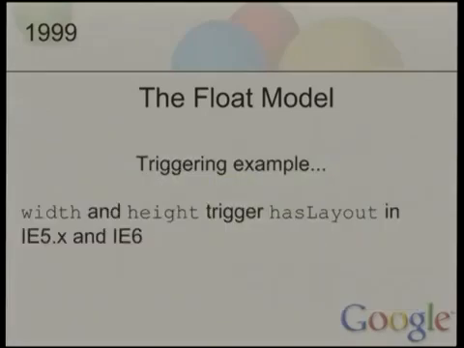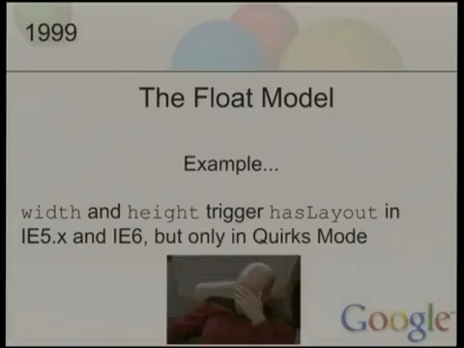So here's an example of triggering. How do you know when something has layout in order to figure out what you actually want to do with it? Well, okay, width and height trigger hasLayout in IE5.x and IE6. Okay, good enough, but only in Quirks mode. So you've got this horrible series of rules that are absolutely impossible to know. So you basically, as a web developer, just muddle your way through and play guessing games until you work it out.